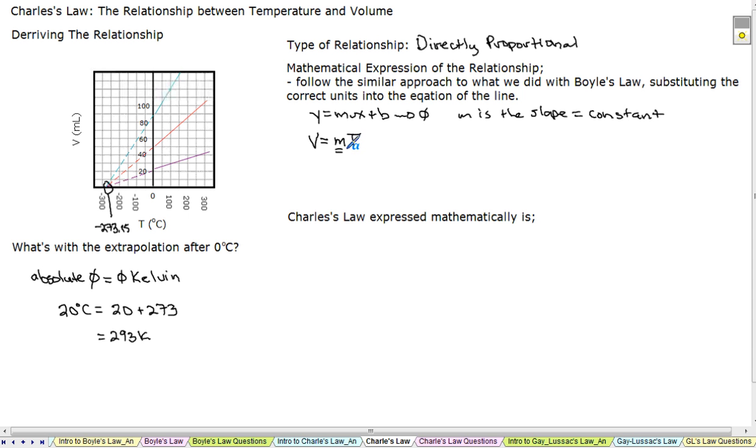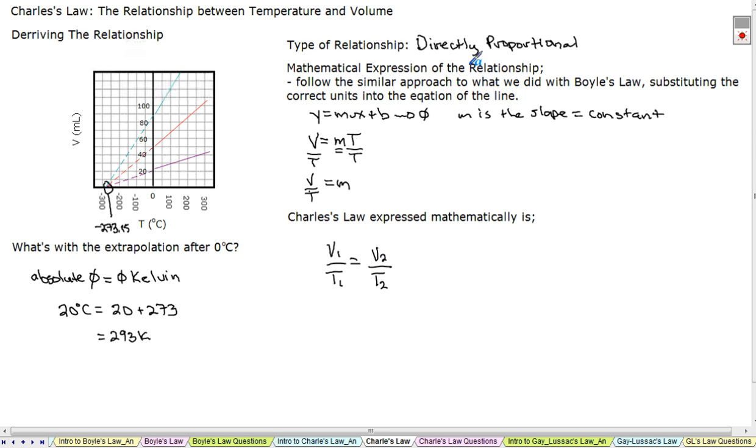So we'll divide by T, and we get V over T equals m. And because this m is constant, it doesn't matter where along the line we go, the relationship between volume and temperature will always be the same. So we can express that as V1 over T1 is equal to V2 over T2.